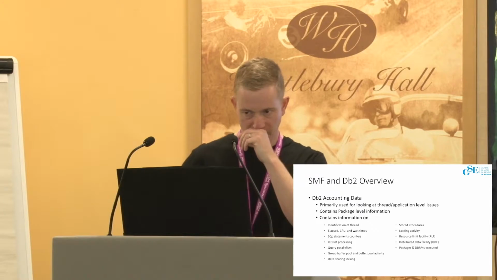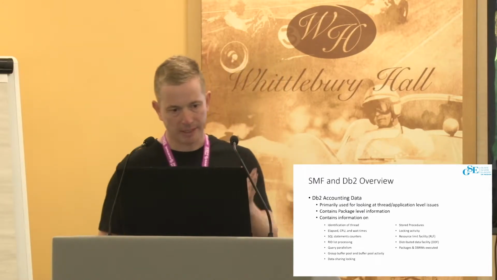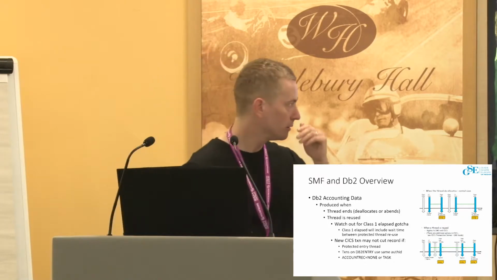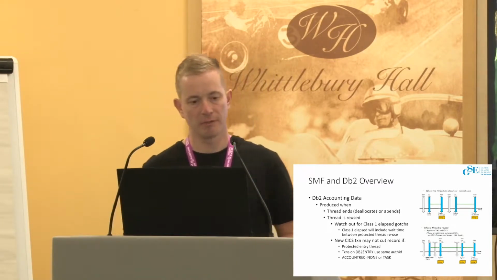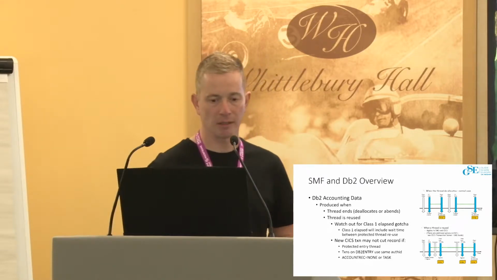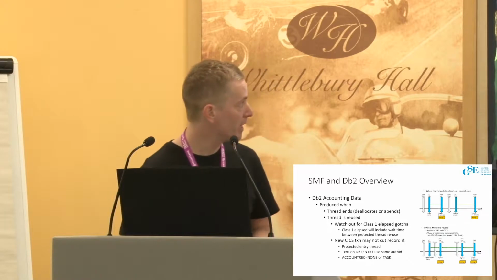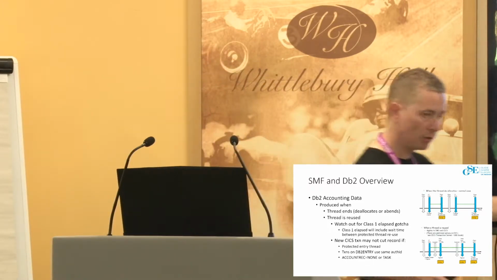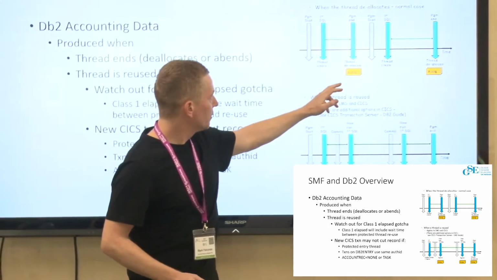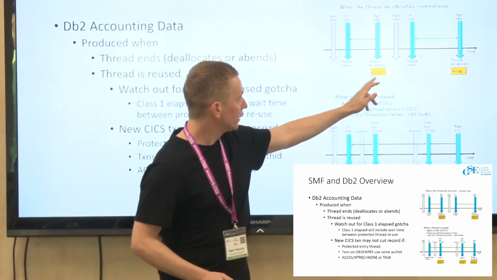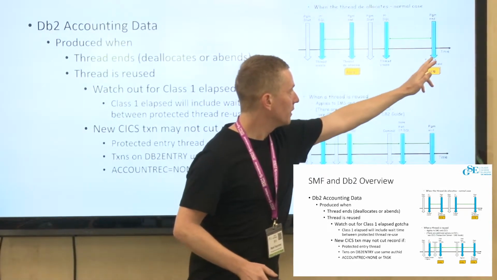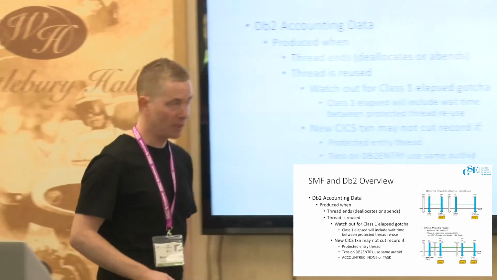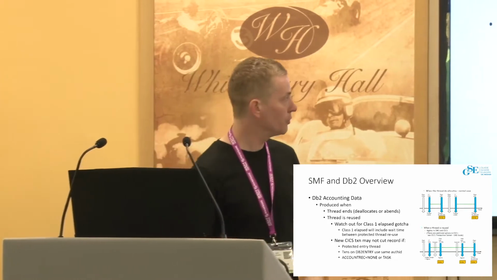Okay, so what we'll look at next is when the accounting data gets written to SMF and when it's produced. In general, accounting data is produced for a number of events, and primarily when a thread ends, deallocates or terminates. So you can see, over the top one, the program starts, first SQL, program ends, thread deallocates, you get an accounting record, then another program starts again, you get another SQL, thread deallocates, and you get another accounting record. Or it's also when a thread is reused.